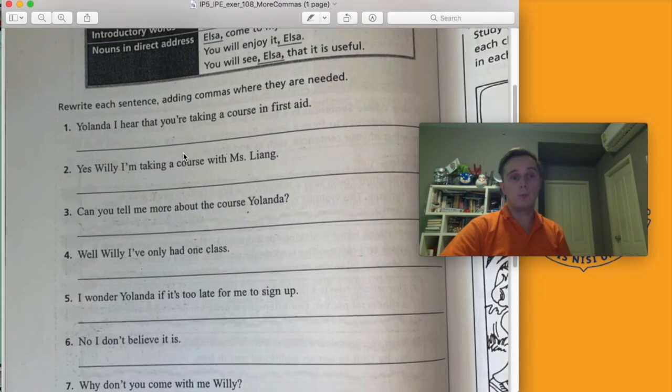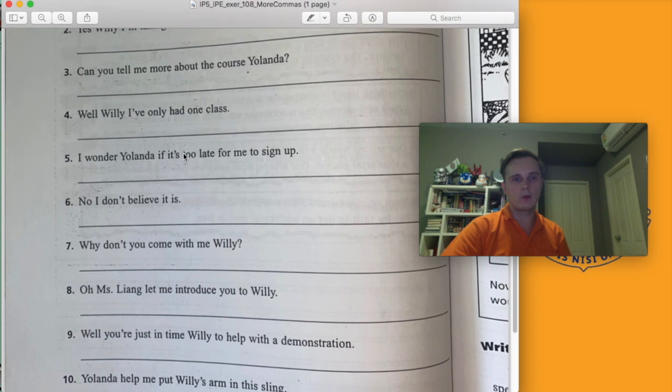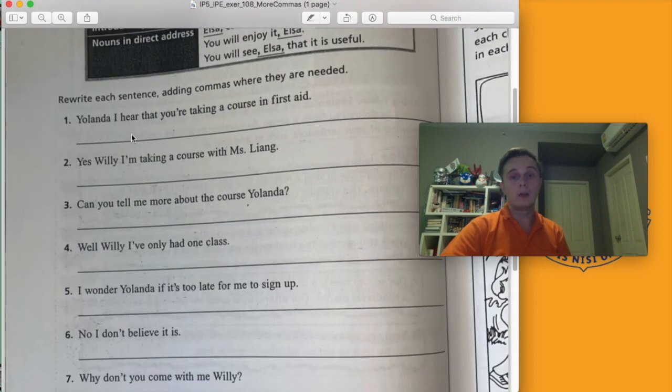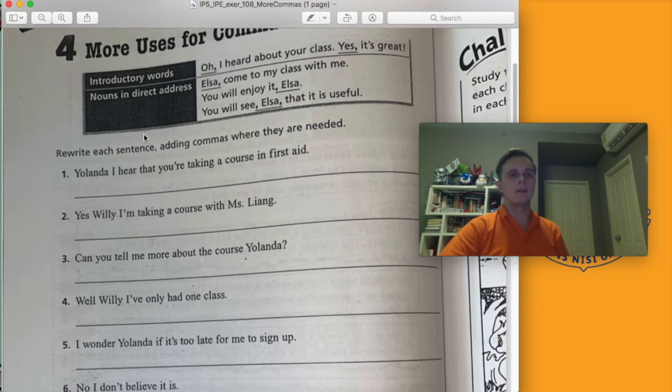So this is just one big section, questions 1 to 10. You need to write each sentence again, but you need to put commas into the correct places. So whether you see introductory words or nouns in direct address, you need to add your commas correctly. So that is the end of this lesson. Please make sure you finish workbook page 90 before Tuesday.